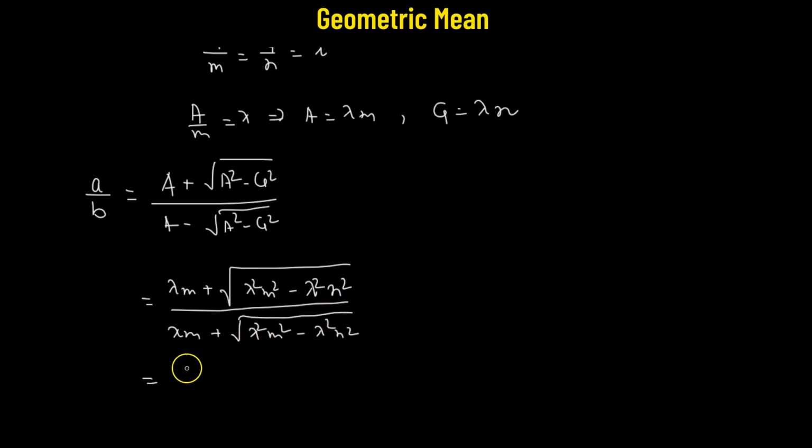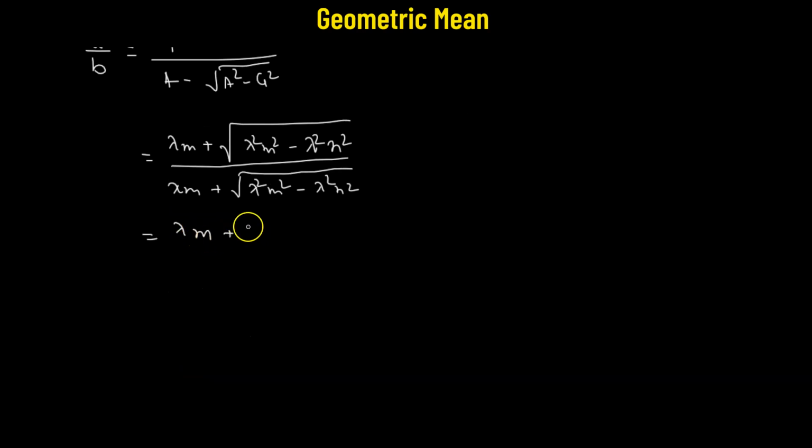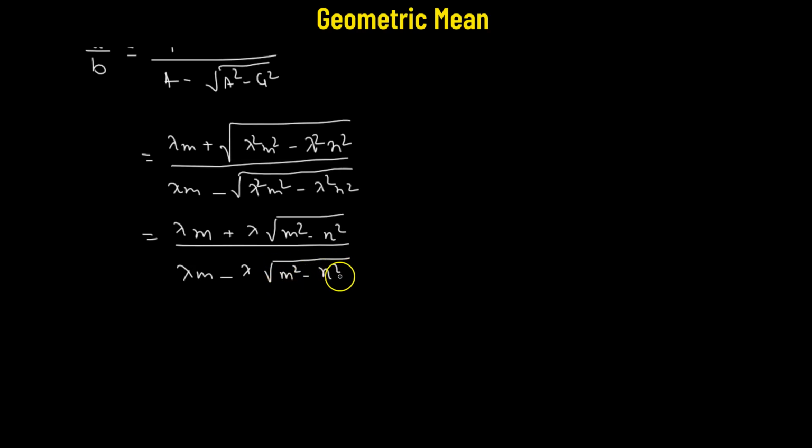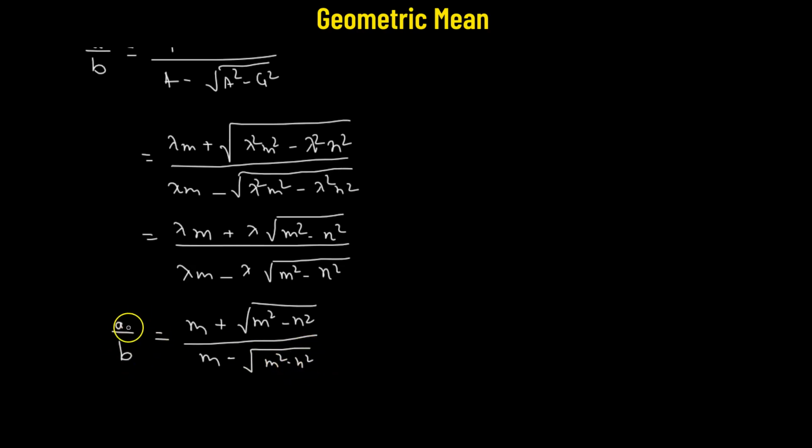So this will be equal to lambda times m plus lambda multiplied by the square root of m squared minus n squared, all divided by lambda times m minus lambda times the square root of m squared minus n squared. So we're going to get m plus the square root of m squared minus n squared, divided by m minus the square root of m squared minus n squared. This is what we were asked to show, that the ratio of the two numbers a and b is given by m plus the square root of m squared minus n squared divided by m minus the square root of m squared minus n squared. Hence proved.